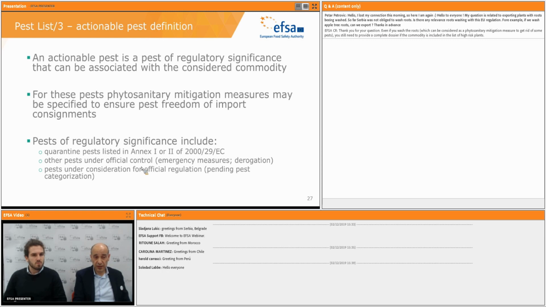For this specific pest, this relevant pest, phytosanitary mitigation measures may be necessary to ensure the pest freedom status of the import consignments. Examples of pests of regulatory significance can be the quarantine pests that are listed in Annexes 1 and 2 of Directive 29 of 2000. Other pests that are under official control, like those given emergency measures or measures for derogation, or also pests that are waiting to be classified, for which the pest categorization is pending. You know that pest categorization is the process that enables us, the risk assessors, to decide if a pest should be a quarantine pest or not.